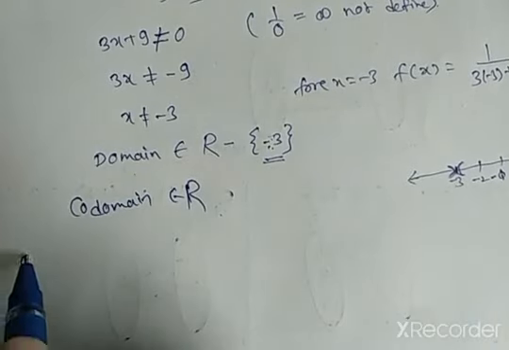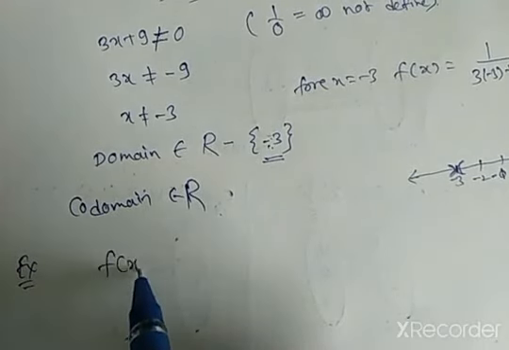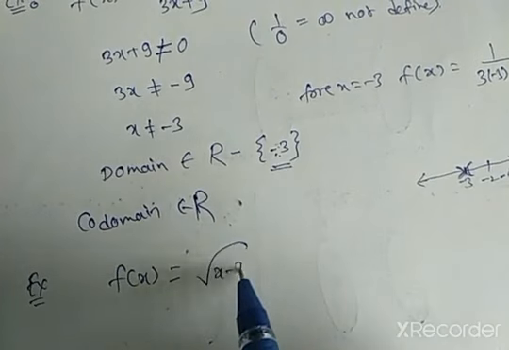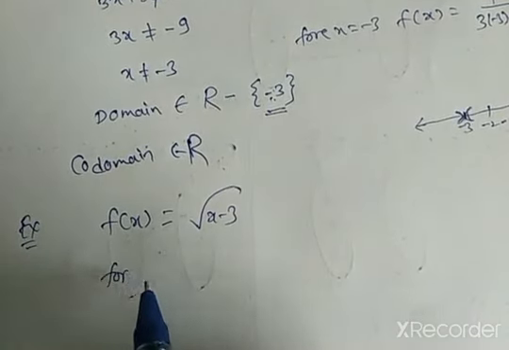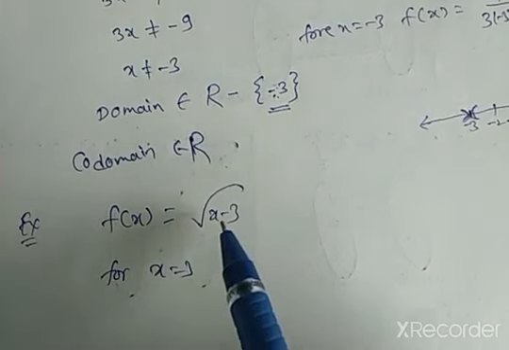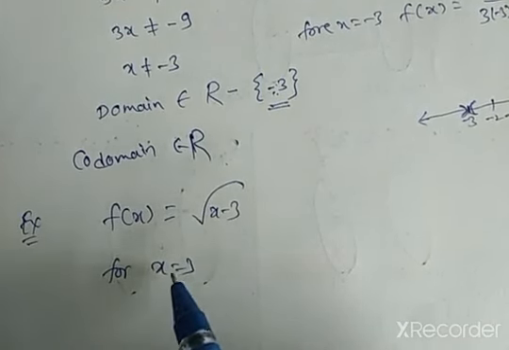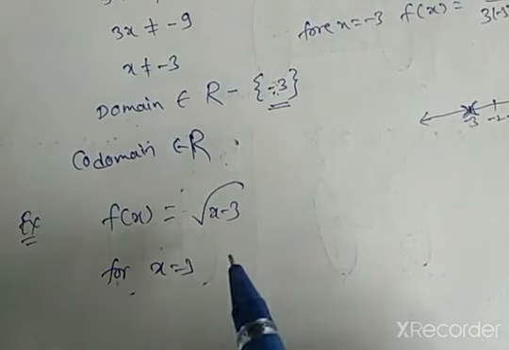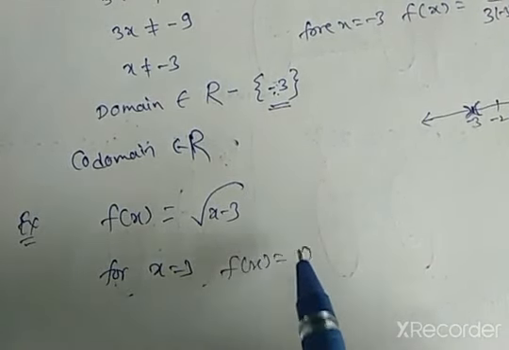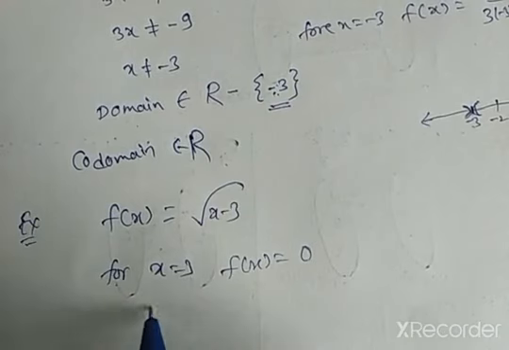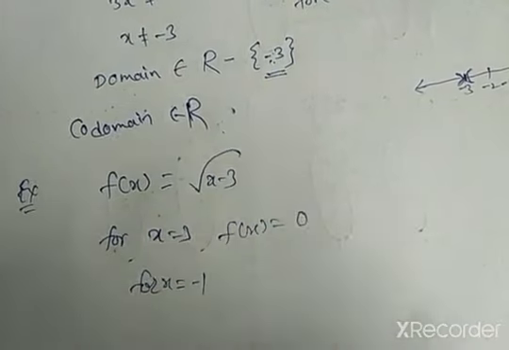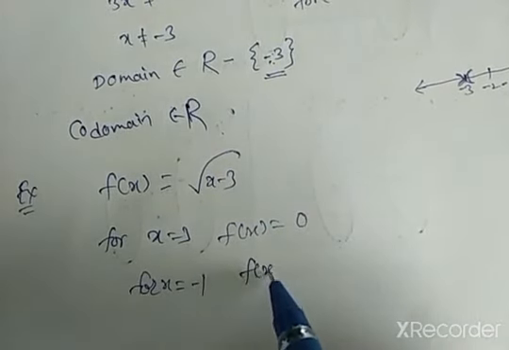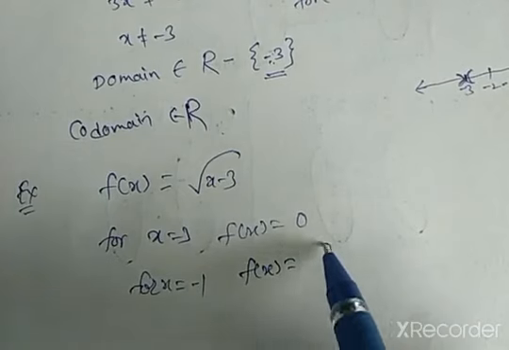Okay, now consider f of x equal to square root of x minus 3, a function for real numbers only. We check here for x equal to 3. For such a type of function, if you consider x equal to 3, f of x will be equal to 0. But for x equal to minus 1, f of x is equal to square root of minus 4.